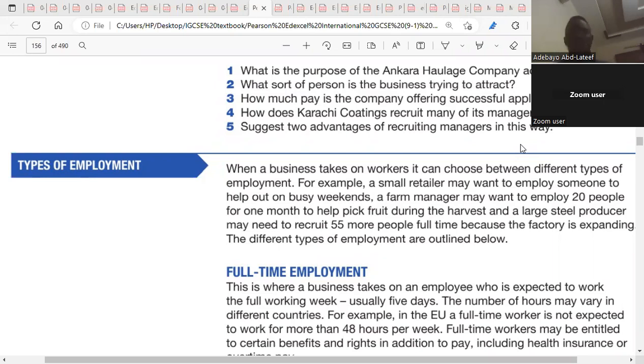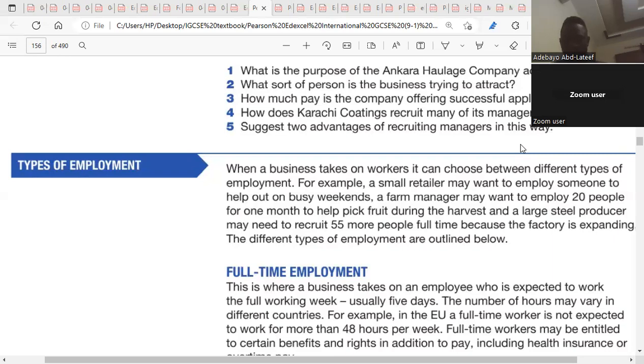All right, so types of employment. They said when the business takes on workers, it can choose between different types of employment. For example, a small retailer may want to employ someone to help out on busy weekends. A farm manager may want to employ 20 people for 1 month to help pick fruit during the harvest, and a large steel producer may need to recruit 55 more people full-time because the factory is expanding. The different types of employment are outlined below. So basically employment means that the business, the employer, is giving the employee a job. I think that is clear.